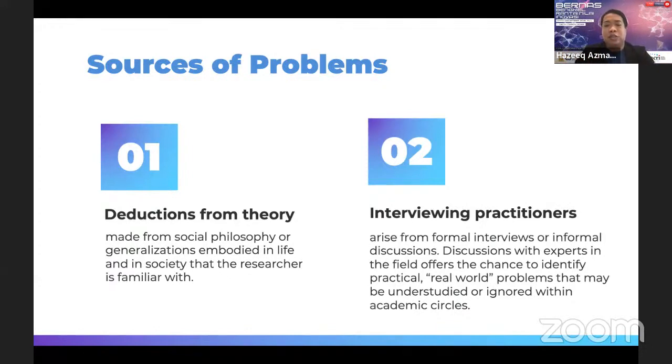Okay, so these are two main ways that we usually encounter, especially as a student, when you want to develop a research.